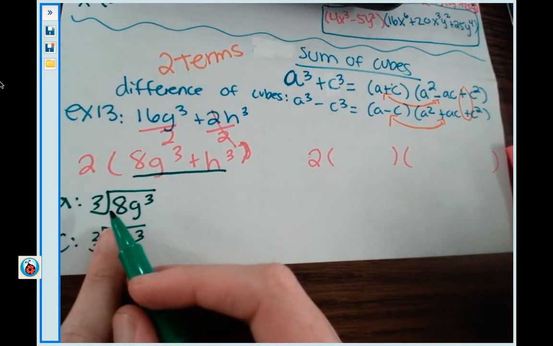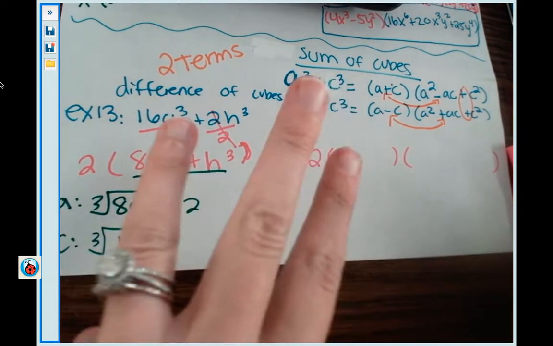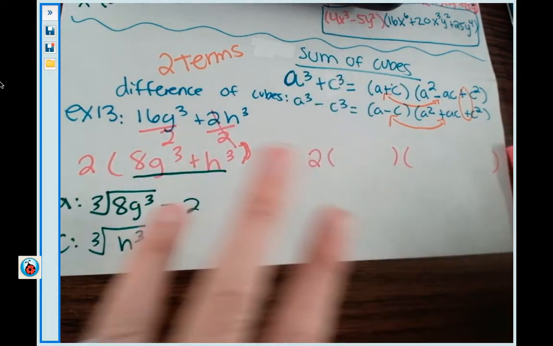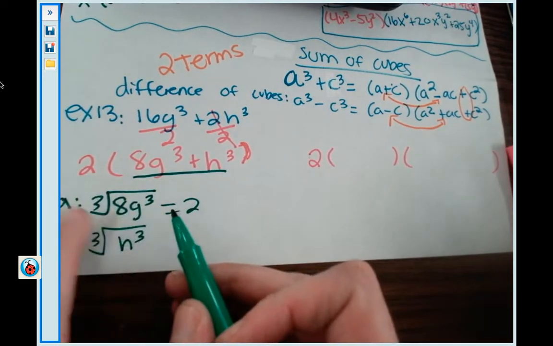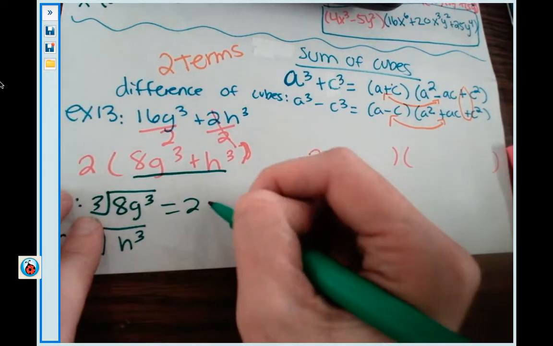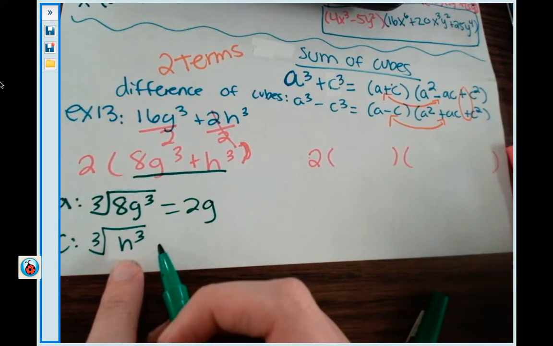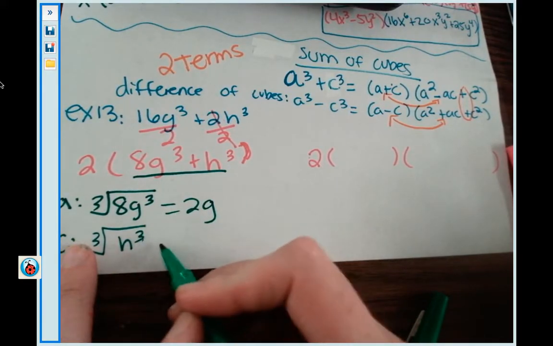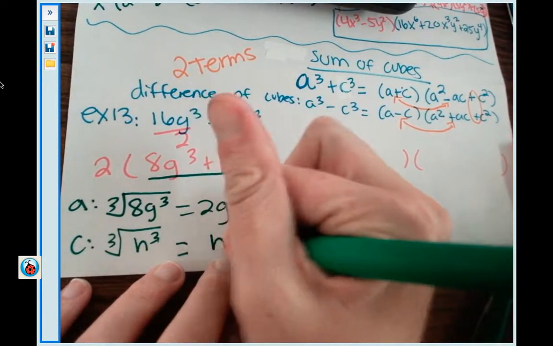The cube root of 8 is 2 because 2 times 2 is 4 times 2 is 8. So 2, three times will give me 8. And remember, if you have a variable with an exponent, you divide the exponents by the index. So 3 divided by 3 is 1. So this is g to the first, or just g. All right, I'm going to cube root h to the third. So 3 divided by 3 will give me an h to the first, which is the same as an h.